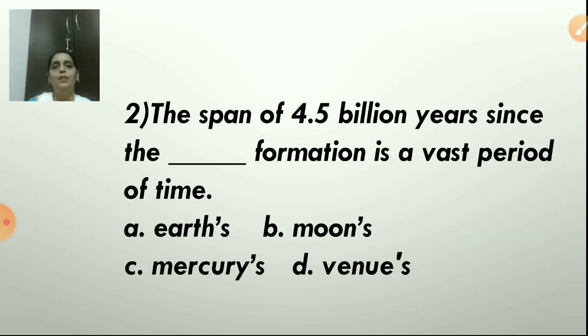Now the next. The span of 4.5 billion years since the dash formation is a vast period of time. A. Earth's, B. Moon's, C. Mercury's, D. Venus. The answer is Earth's. The span of 4.5 billion years since the Earth's formation is a vast period of time.